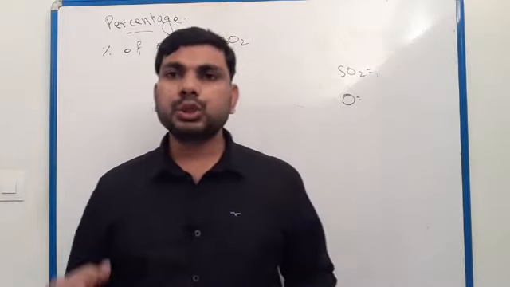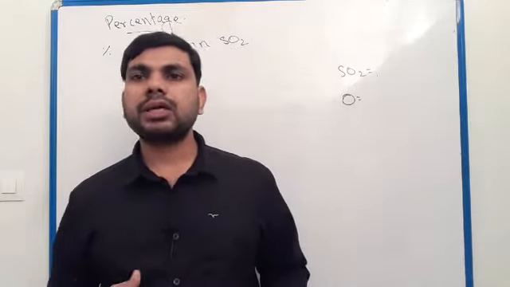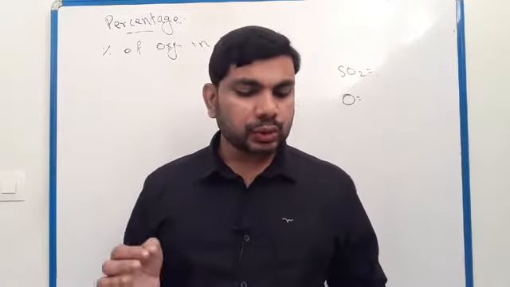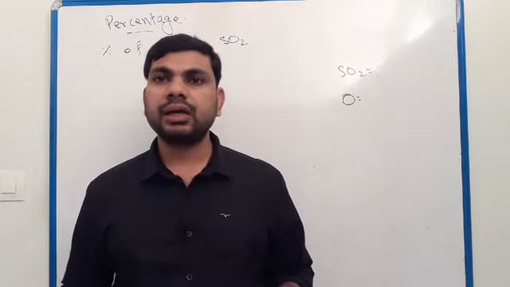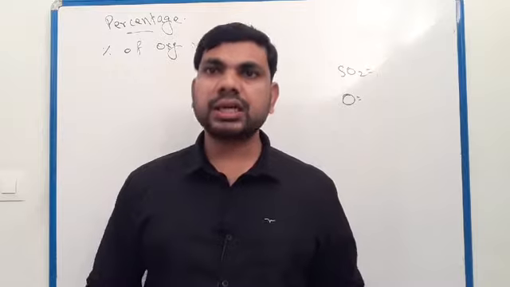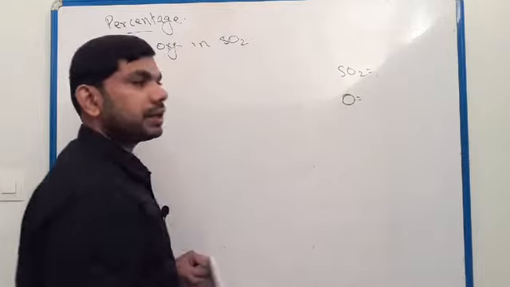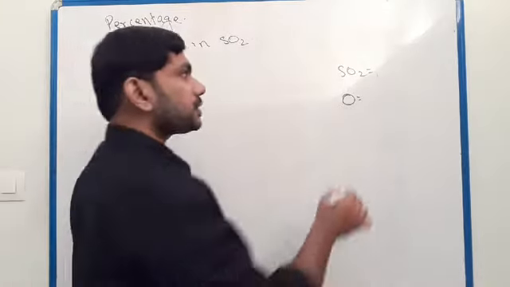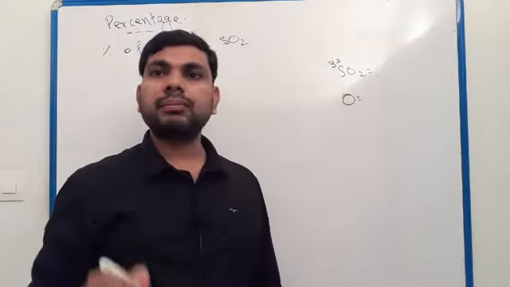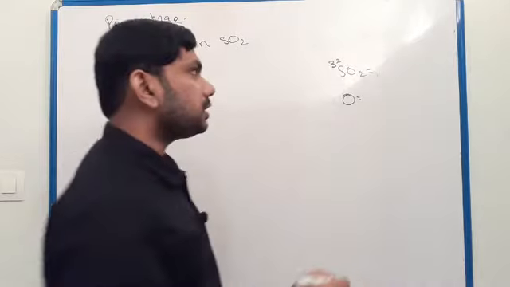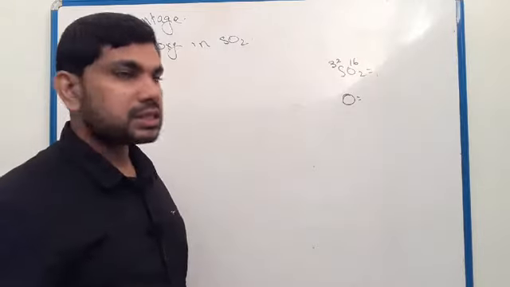Okay, next one we have to do some calculations related to percentage. So here first question, we have to find the percentage of oxygen in sulfur dioxide. So look here, this is the formula of sulfur dioxide. Relative atomic mass of sulfur is 32. You can check the periodic table, you can find it. Relative atomic mass of oxygen is 16.